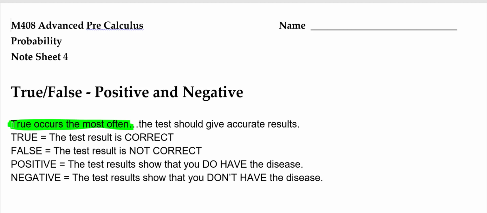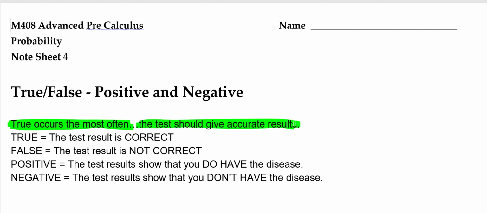That's what you've heard of most, right? If I have a false negative, that means, oh man, it didn't work. It gave you a wrong answer about whether you had strep or not. So true occurs the most often, and the test should give accurate results. You're not going to go to the doctor and take a strep test if the test is wrong a lot of the time. You're hoping that the test is correct, and it's going to tell you whether you have strep or whether you don't.